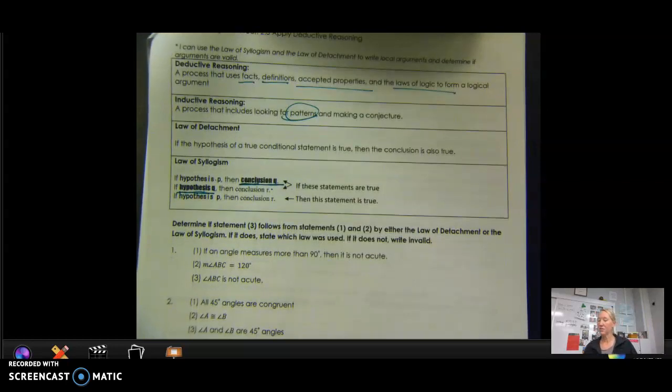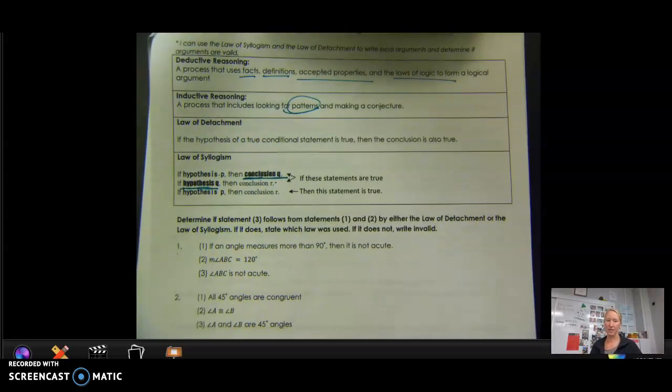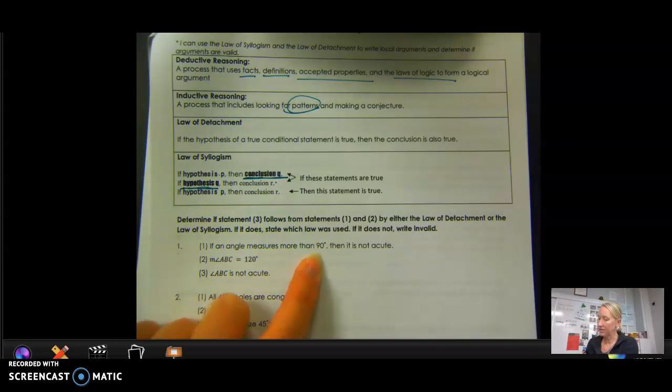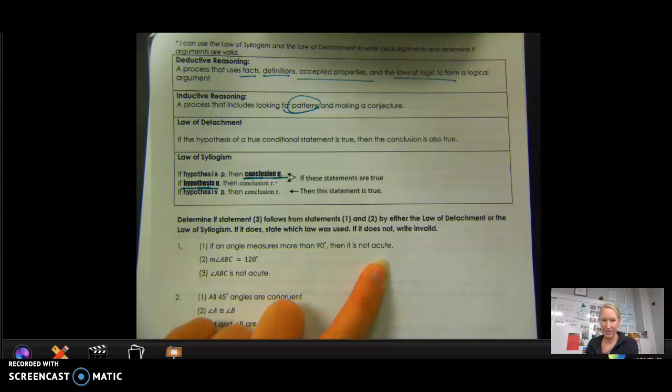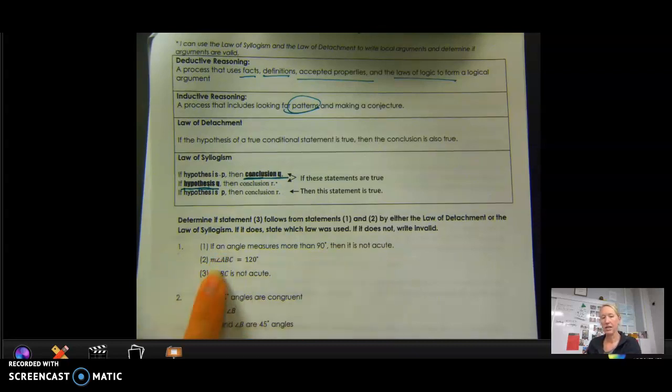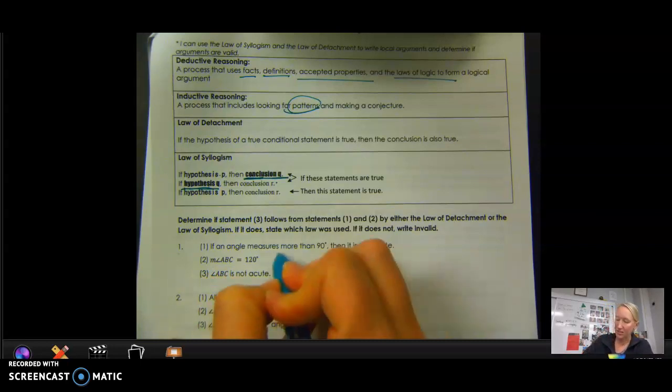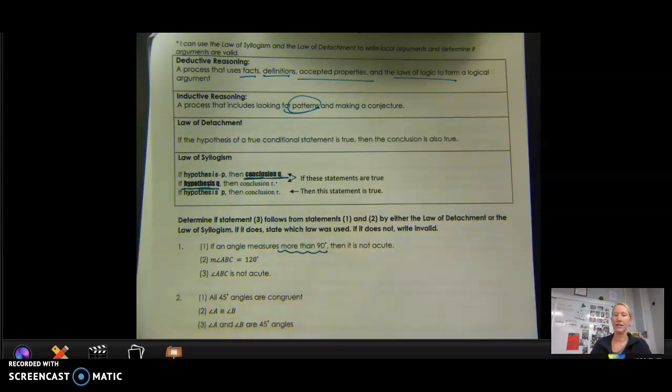Determine if the third statement follows from statements 1 and 2 by either the law of detachment or the law of syllogism. If it does, state which law is used. If it does not, write invalid. On number 1, we have an if-then statement: if an angle measures more than 90 degrees, then it is not acute. I am telling you that the measurement of angle ABC is 120 degrees, which is more than 90 degrees.